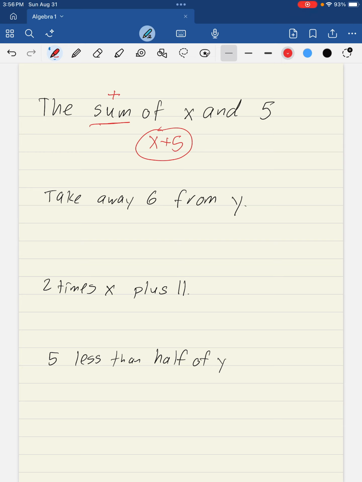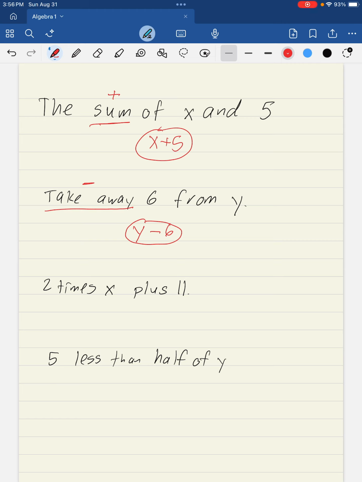Next one, take away 6 from y. Well, take away, I know that is subtraction. Do I go 6 minus y or y minus 6? Well, 6 from y, so the 6 gets taken from y. That means we're going to start with y, and then take 6 from y. Order matters with these, and again, it can be tricky. So it just takes practice and looking at those vocabulary sheets.